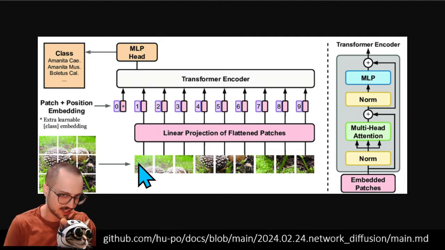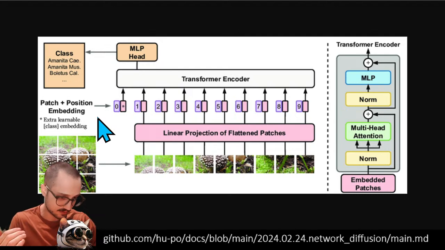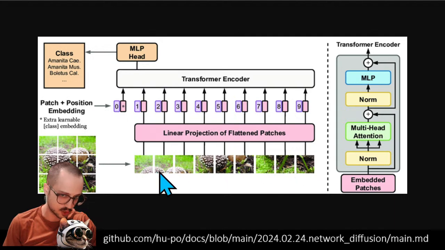A transformer is a sequence-to-sequence model. It needs a sequence of things or a list of things. And here we're turning this image of these two mushrooms into this list of visual patches, sometimes also called visual tokens. And you can see that we're not just giving the transformer a list of these visual tokens, we're also adding this little position here, right?